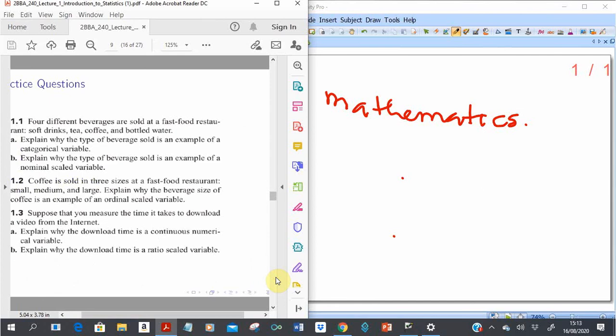So this is the end of the first part. Now we look at our practice questions. We are told 4 different beverages are sold in a fast food restaurant: soft drinks, tea, coffee, and bottled water.